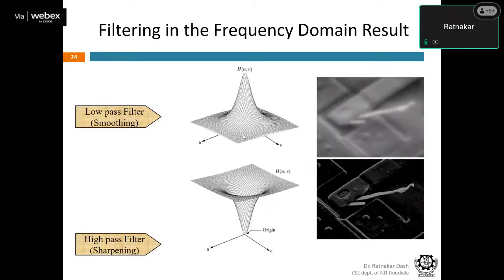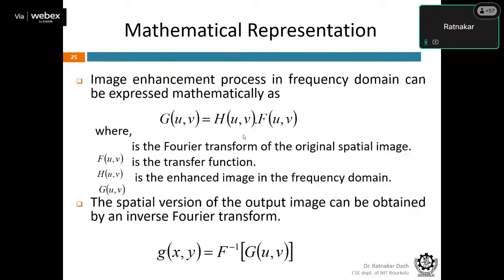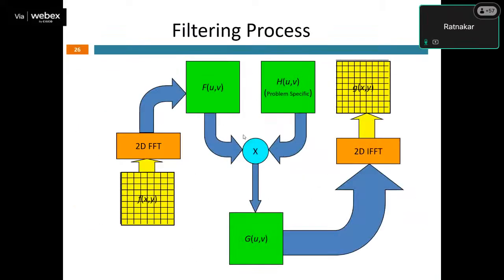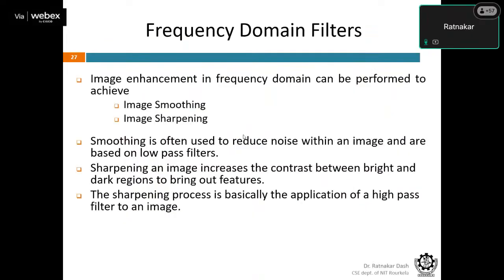The corresponding high pass filter, which is exactly the opposite of the low pass filter, is also known as a sharpening filter in the frequency domain. You can see we are able to highlight the edges in the particular image, and the low frequency components, like the uniform portions, are output as 0, and the sharp frequencies are highlighted. So this is the operation that we carry out in the frequency domain.